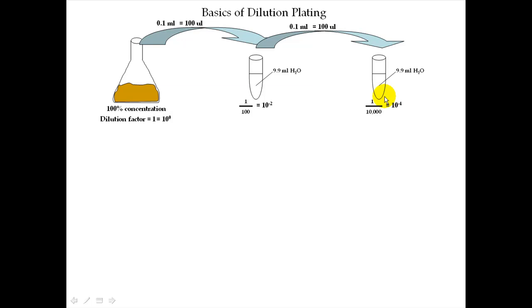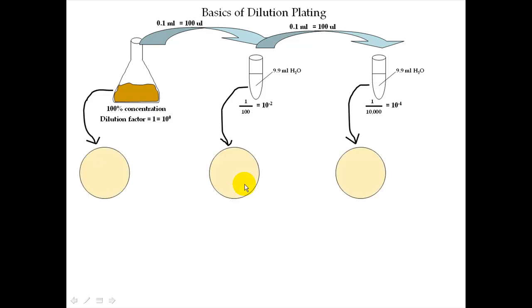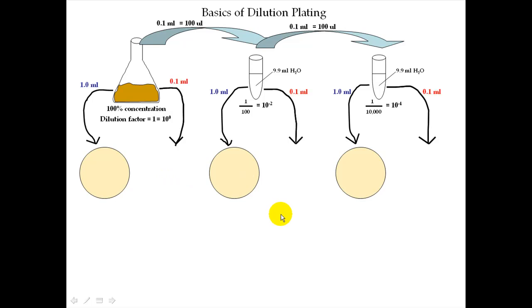The purpose of plating all of these is, at the end, to look at which plate gives you a nice, manageable, countable number of colonies that you can then use to figure out the concentration of bacteria that were in your original sample. So to plate these dilutions, you're going to be asked to take volumes out of each one of these dilutions that you prepared and plate them. You're going to be asked to take 1 milliliter out of each one of your dilutions and plate it. And you're also going to be asked to take 1/10 of a milliliter out of each one of your dilutions and plate it.